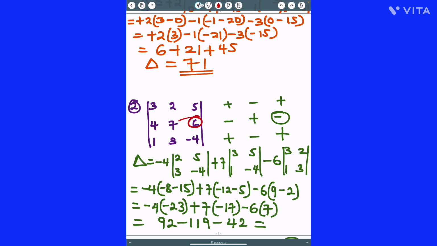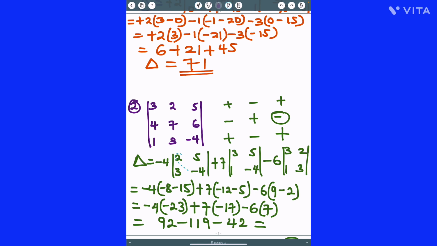Then take 6. 6 should take a minus sign. Minus times 6 is minus 6. So that gives me minus 6 times 3, 2, 1, 3. Is that clear? So I'll now evaluate this. Let's see how this is evaluated.